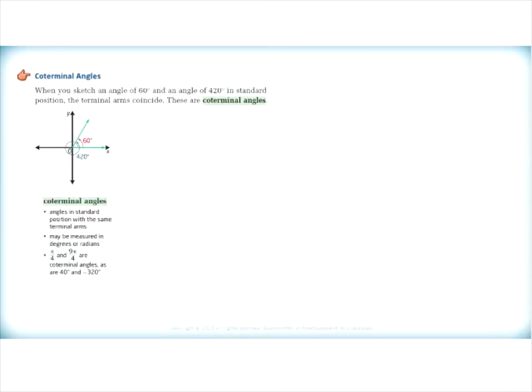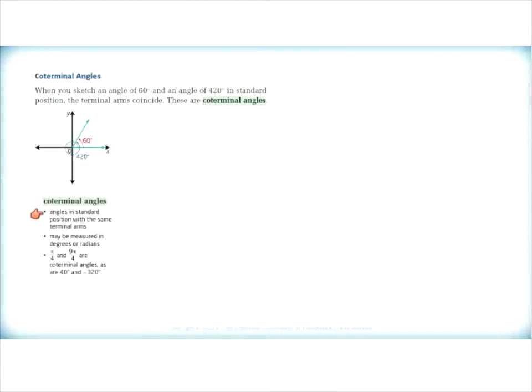Okay, let's have a look at coterminal angles first of all. When you sketch an angle of 60 degrees and an angle of 420 degrees in standard position, the terminal arms coincide. These angles are considered to be coterminal angles. So an angle of 60 degrees is right here. An angle of 420 degrees is right here. I've rotated 360 plus another 60, and you can see that it has the exact same terminal arm as the angle of 60 degrees. If they have the same terminal arm, then the angles are considered to be coterminal angles.